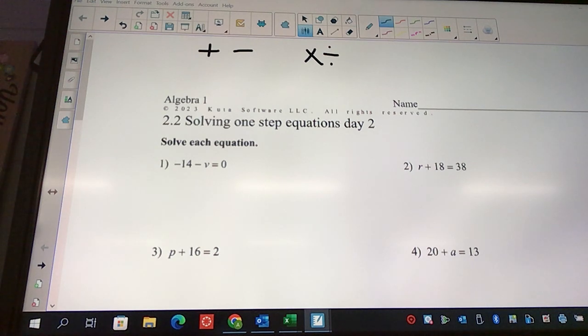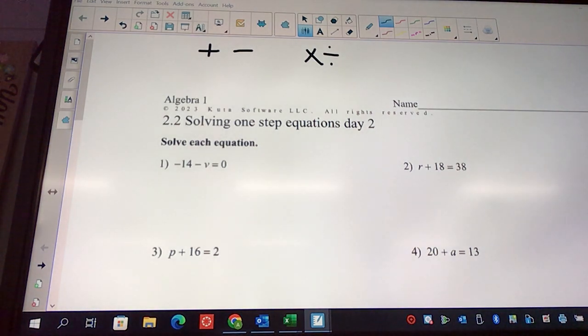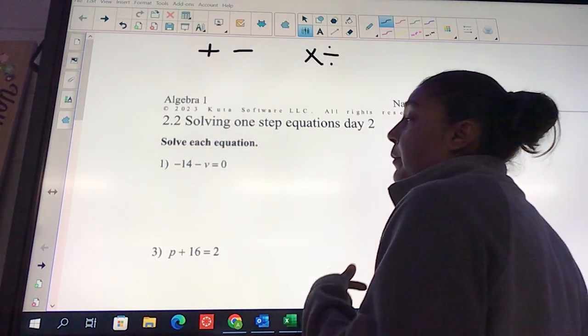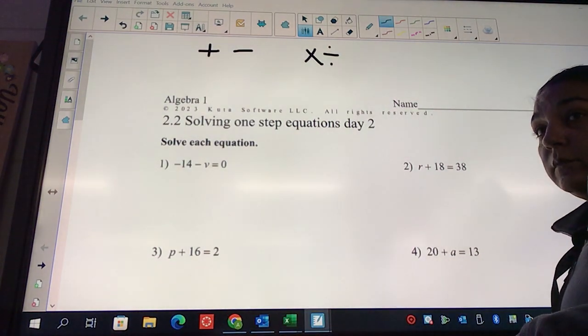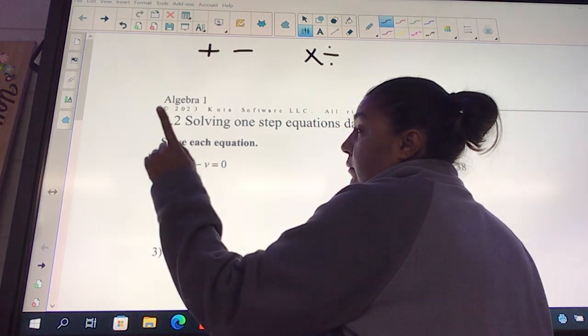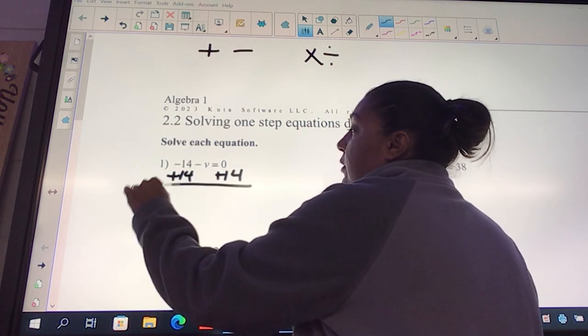Okay, so if we look at number 1, what needs moved? What needs moved away from the V? The negative 14. Okay, so because it's a minus, we need to do then what? Addition. Add it. Okay, whatever you do to one side, you got to do to the other side.